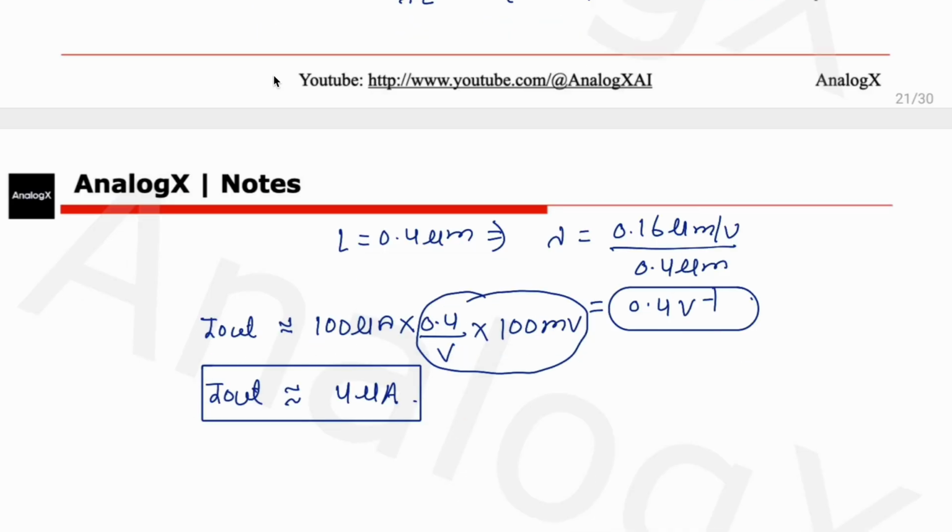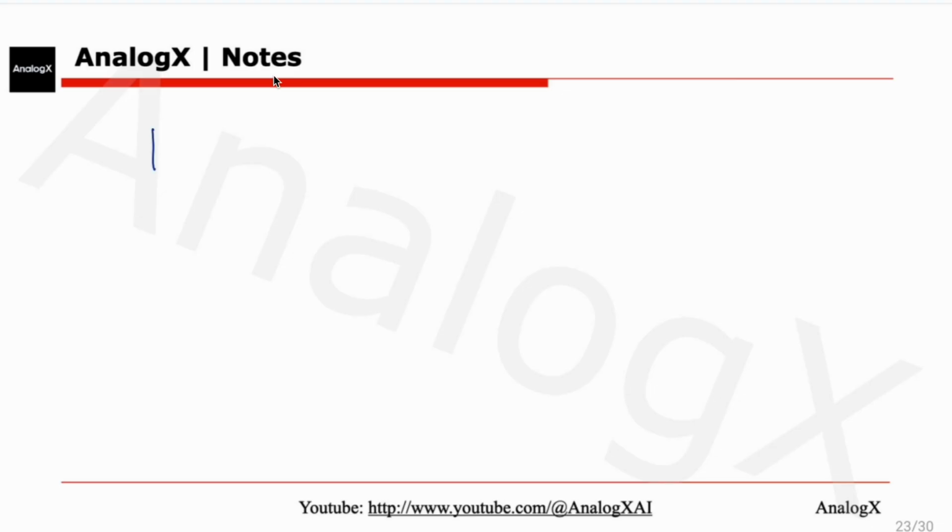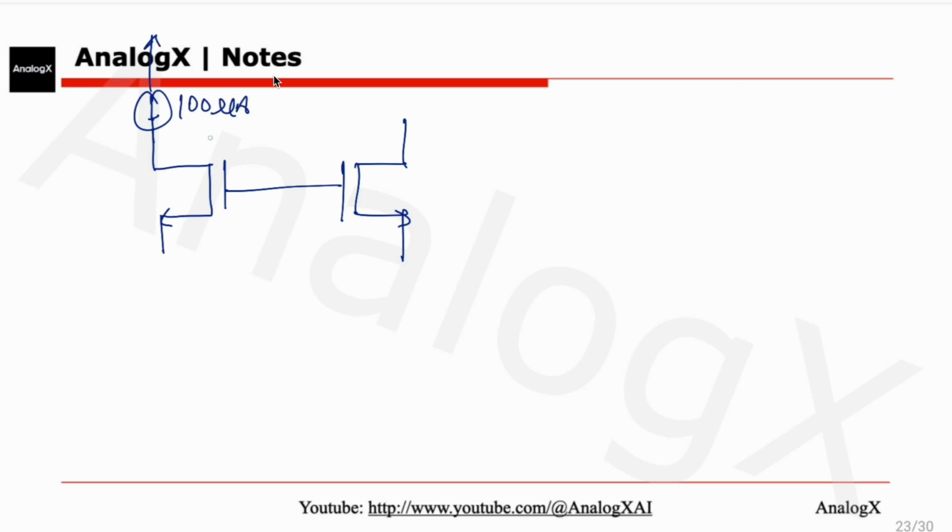So now let's analyze this circuit further. Let me draw this circuit. This is my current mirror, and it is biased by a current of 100 microampere. This transistor is working as an I to V converter, and this transistor is working as a V to I converter. So what will be the output resistance? There will be some output resistance of this transistor, and there is one internal current.